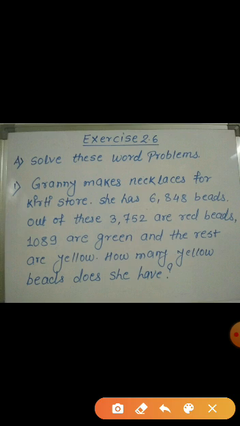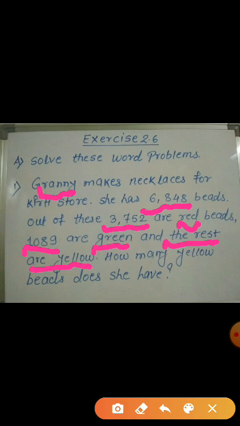This is a question. Now let us understand what we are given in the question. What is given to us? Granny makes necklaces for Kathy's store. She has 6848 beads, means the total number of beads is 6848. Out of this total number of beads, 3752 are red, means the number of red beads is 3752. 1089 are green, means the number of green beads is 1089. And the rest are yellow. Rest means remaining, and the remaining beads are yellow.